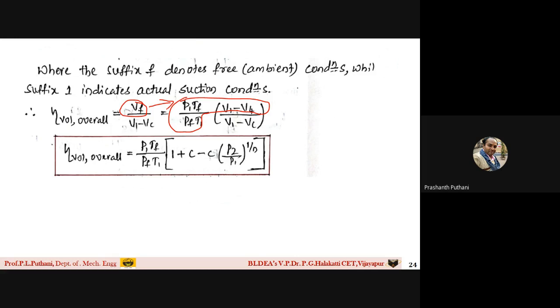So on substitution, and after I take this form, that is V1 minus V4 by V1 minus Vc, it is nothing but it is representing the volumetric efficiency which we discussed in the morning's class. So this term V1 minus V4 by V1 minus V3, I write it in this form like this: 1 plus C minus C into P2 by P1 raised to the power of 1 by N. I hope this point is clear to you. Is it clear, students?